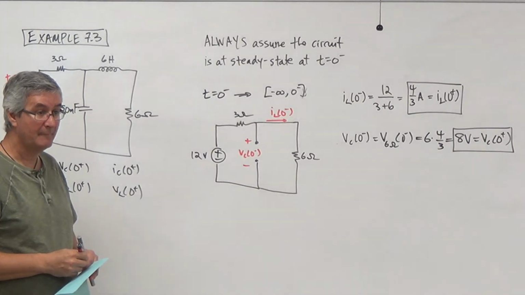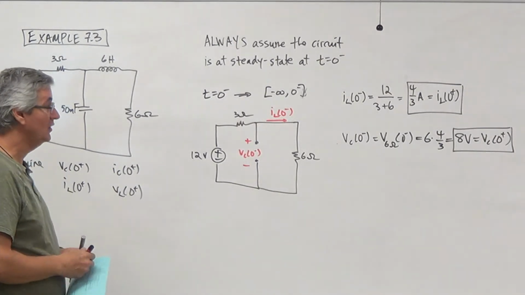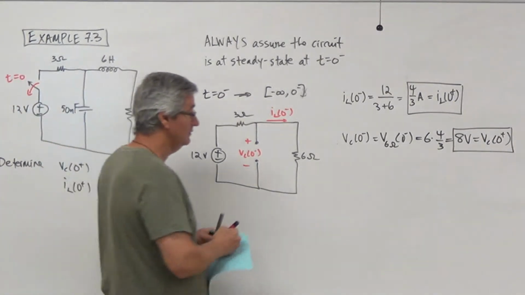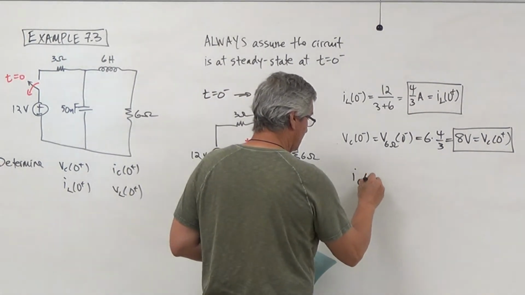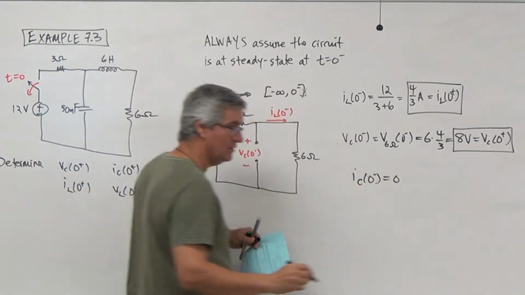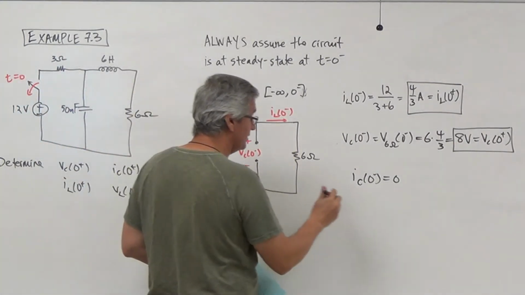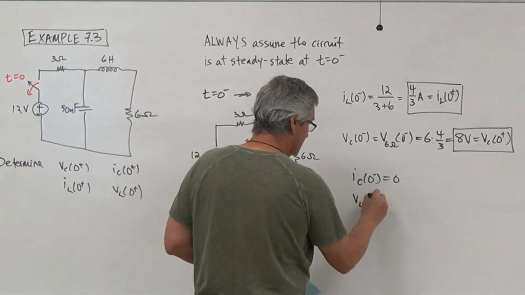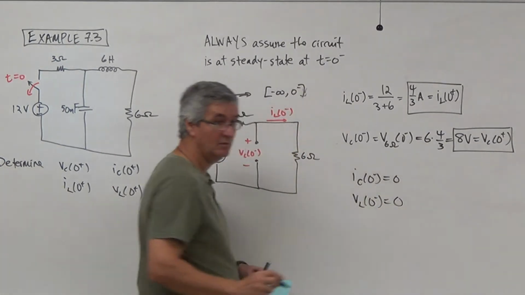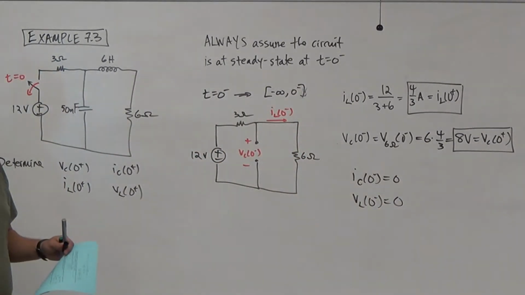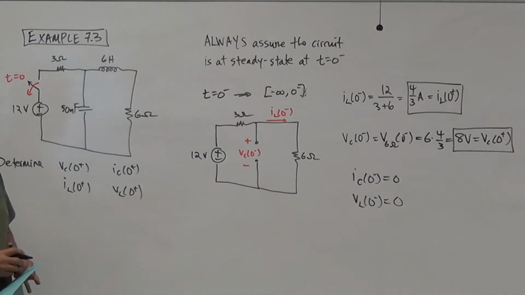Okay? So the question is, what is the current of the capacitor at 0 minus? 0, right? Because it's an open. What is the current of the inductor? The voltage across the inductor at 0 minus? 0, because I'm in steady state. The inductor equation says if I have a constant current in that circuit, then I have that.